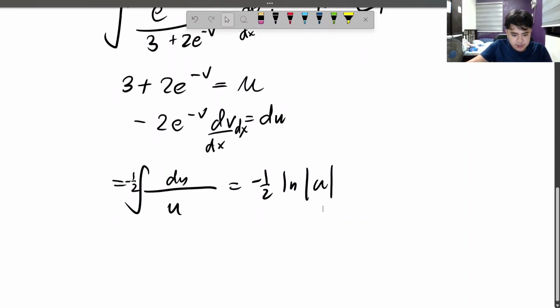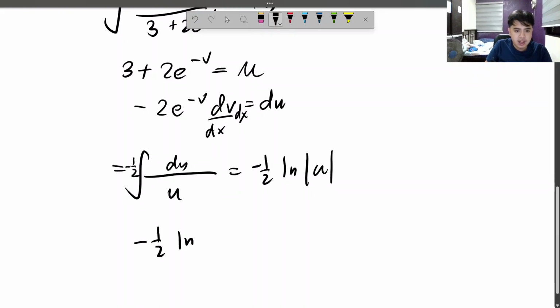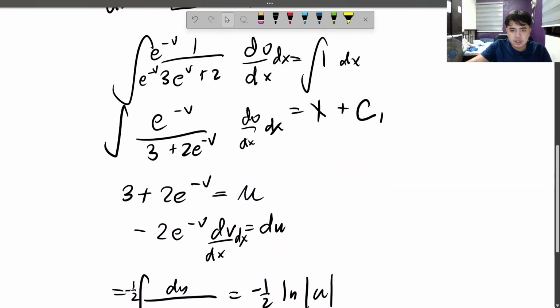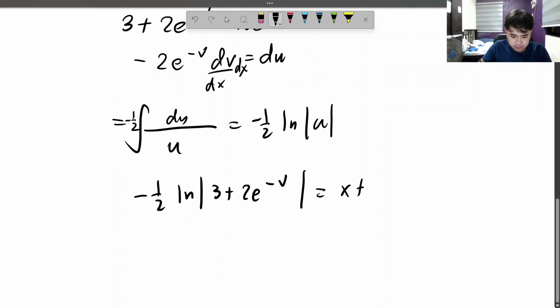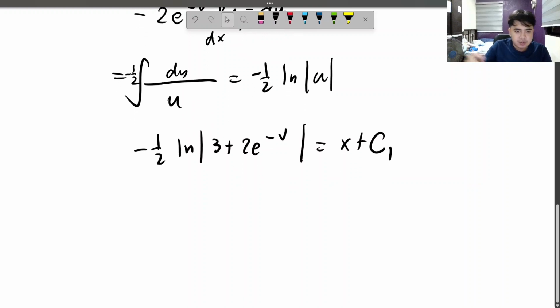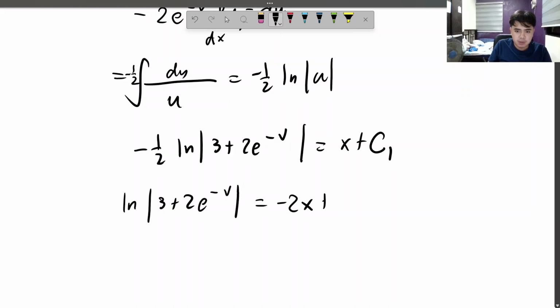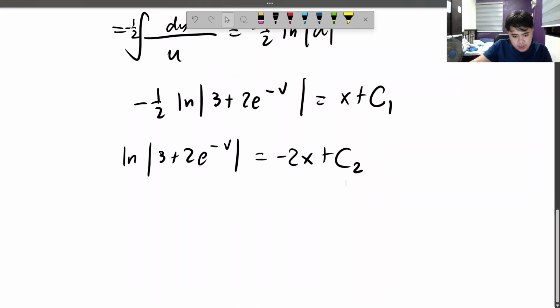This is then equal to negative 1/2 ln of 3 plus 2e to the negative v equals x plus c1. Now, let's try isolating v so we can get on with it. So we multiply both sides by negative 2. So ln of 3 plus 2e to the negative v equals negative 2x plus c2, another constant. Let's raise e to both sides to remove this pesky natural logarithm.